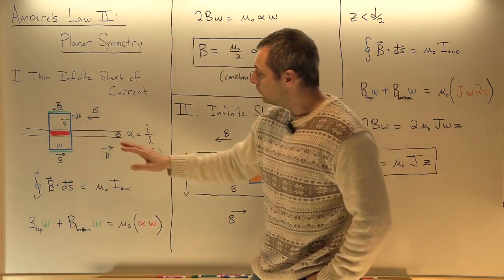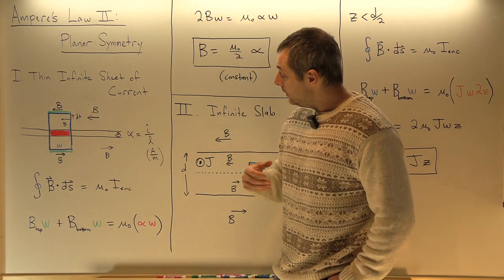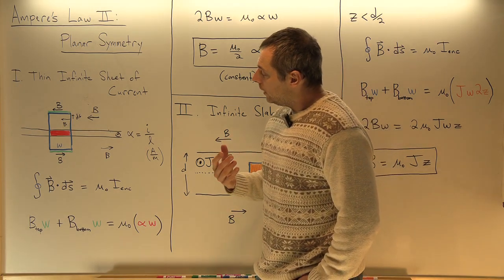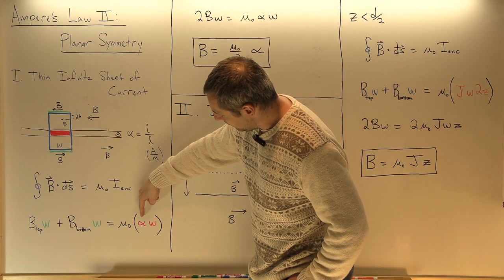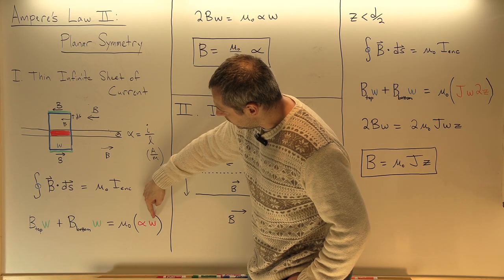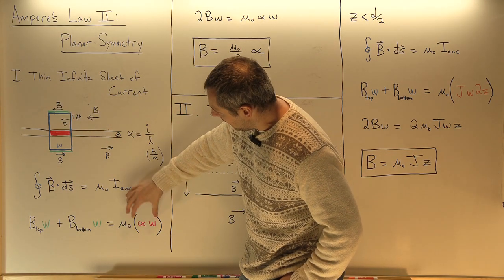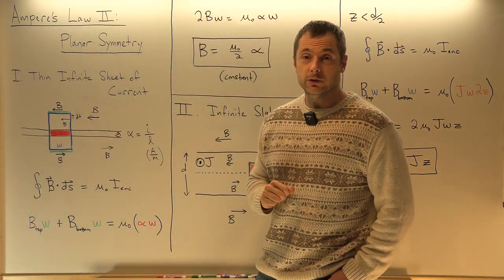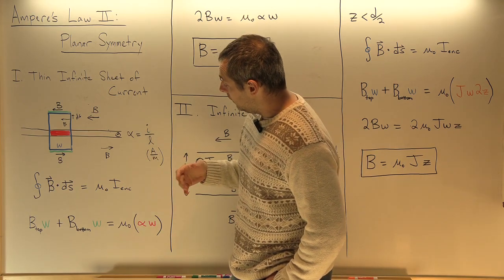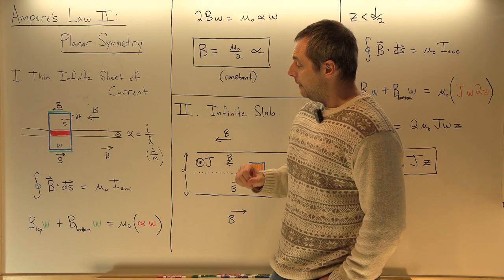The current enclosed, I've shaded in red here for your convenience so you could see it better. What it's going to be is the amps per meter times the meters, which gives me the amps coming out of our Amperian surface, which is what I enclosed is. So there's the setup of Ampere's law.